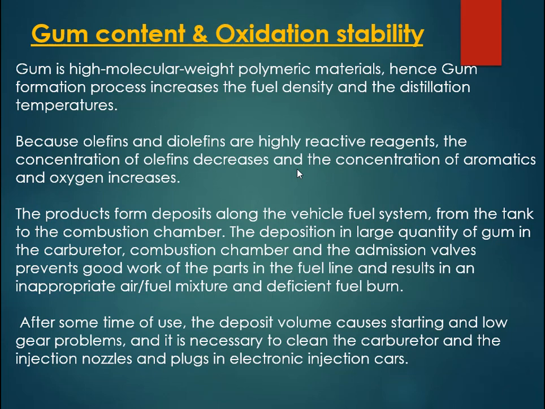Anyway, the gum ultimately sticks to the vehicle fuel system from the tank to the combustion chamber. Deposition of gum in large quantity in the carburetor, combustion chamber or admission valves prevents the fuel lines from working well, and ultimately results in an inappropriate air fuel mixture. Due to deficient fuel burn, incomplete combustion is again promoted.